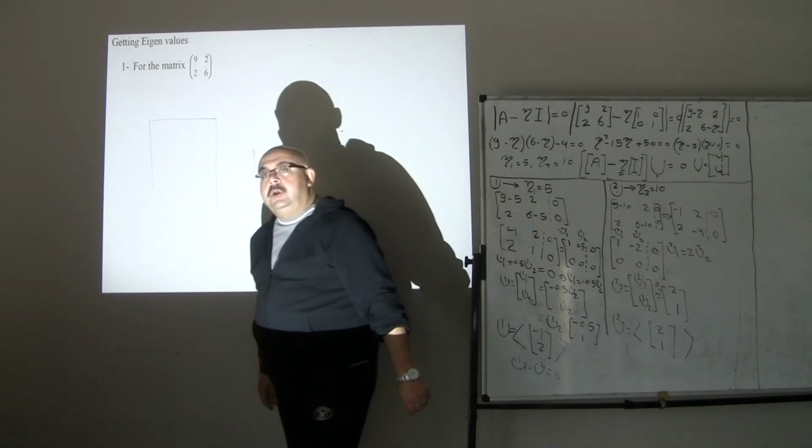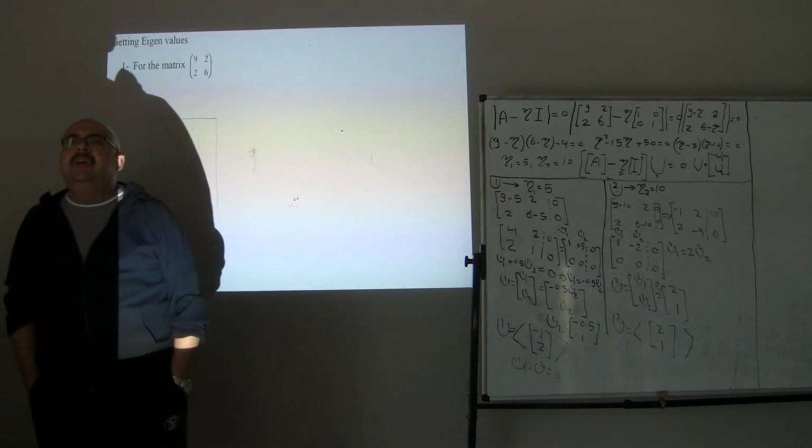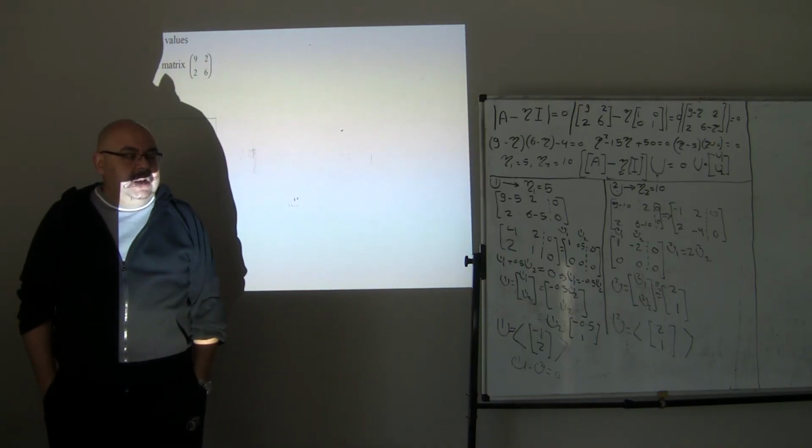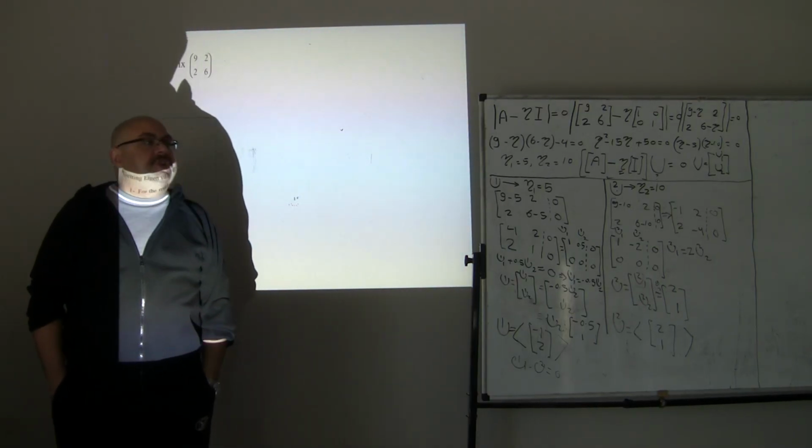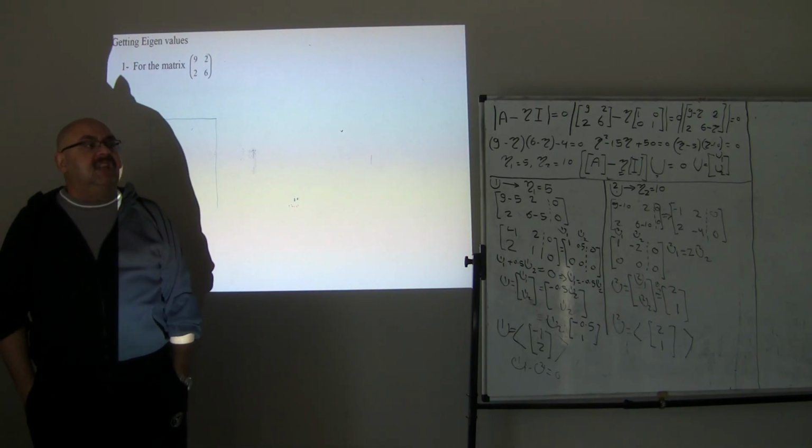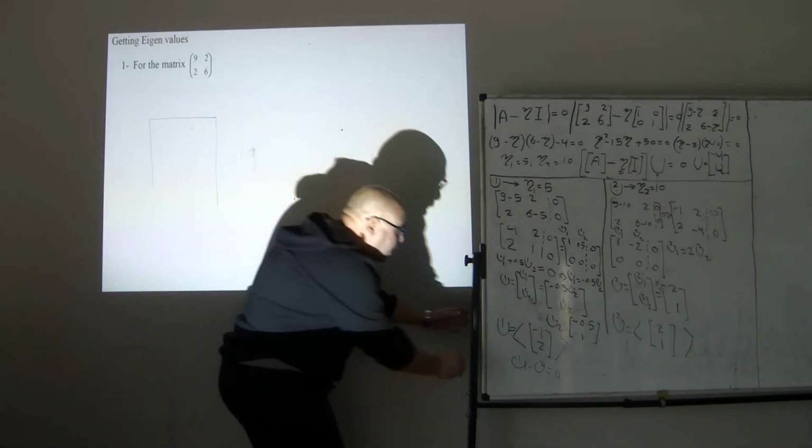Okay, once more. What's the algebraic multiplicity? It's the repetition of the eigenvalue. What's the geometric multiplicity? It's the dimension of the eigenspace.